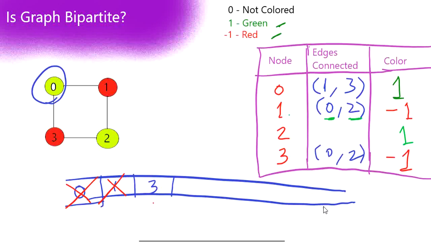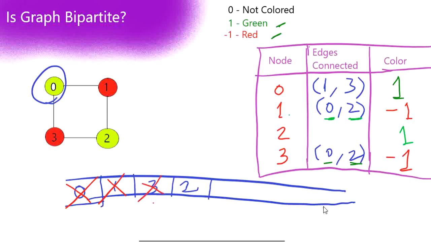We are checking whether 0 and 2 are already colored. In this case, 0 is colored with green and 2 is colored with green as well. So we are simply ignoring this 3, and so far we have added 0, 1 and 3 to the queue. So we have to add 2 to the queue and poll 3.